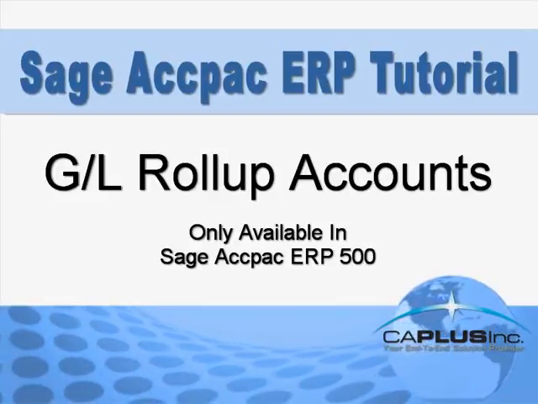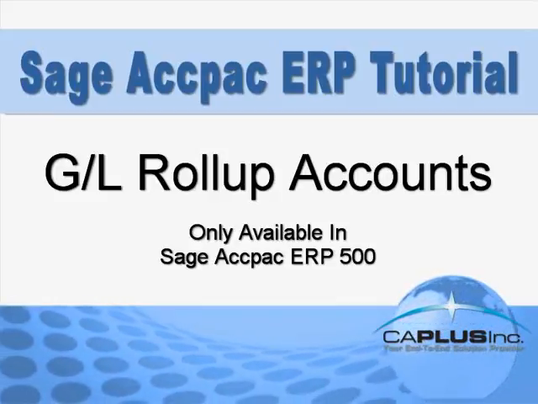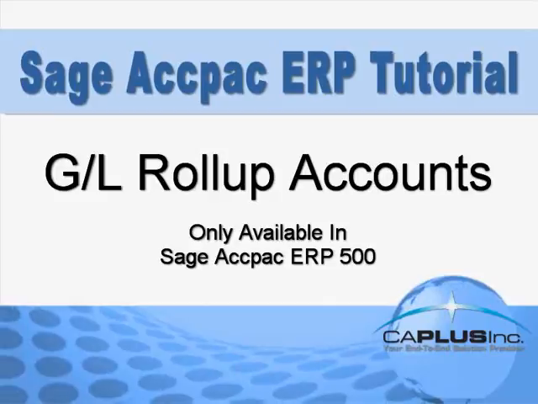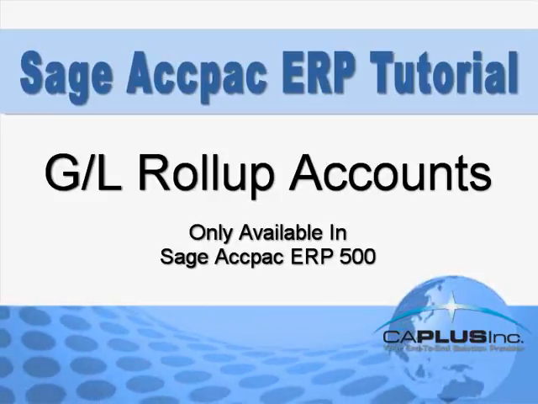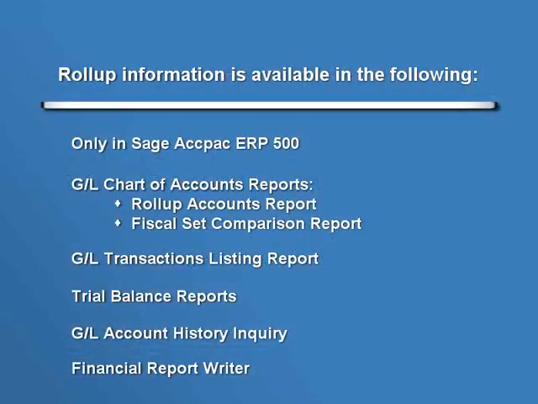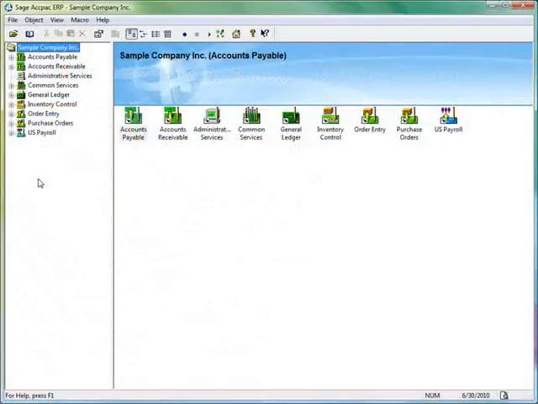The GL Rollup feature in Sage Accpac ERP was an enhancement introduced in version 5.5. Rollups allow you to consolidate account balances to provide a summary balance. This is similar to the consolidation options provided in the Sage Accpac Financial Reporter. Rollups also work with quantities if applicable. In this tutorial, we'll show you how to set up account rollups and we'll look at some examples. So let's jump right in and take a look.